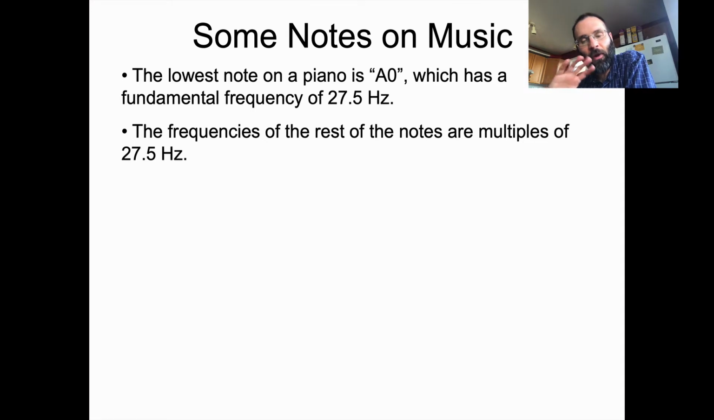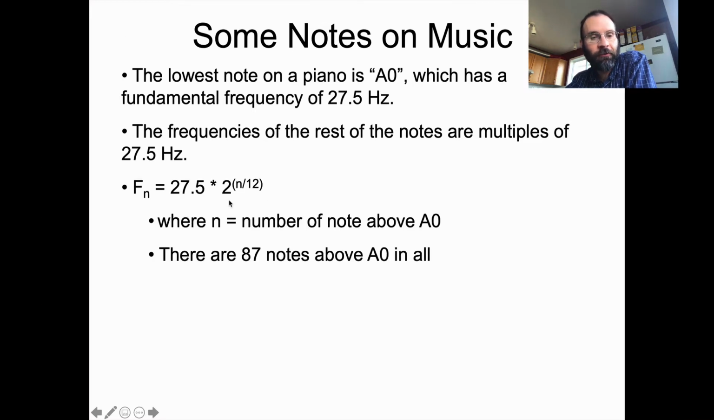And it turns out the way the musical scale is structured in Western music is that the frequencies of all the rest of the notes are multiples of that 27.5 hertz. It basically provides a mathematical foundation for everything else. So there's a formula here, which if you're a math geek like me, you might find interesting: the frequency of the nth note, where n is the number of the note above A0, is equal to 27.5 hertz, this baseline frequency, times 2 to the n over 12th power.